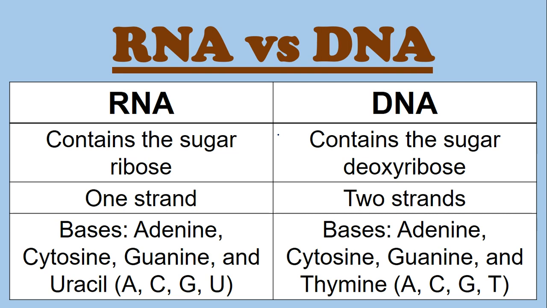Now, a little comparison. Now, I would pause this video right here on this information and I would copy this down. Very important slide to help you study between RNA and DNA. So RNA contains the sugar ribose, DNA contains the sugar deoxyribose. RNA is one-stranded, DNA is two-stranded. The bases in RNA are adenine, cytosine, guanine, and uracil, while the bases in DNA are adenine, cytosine, guanine, and thymine.